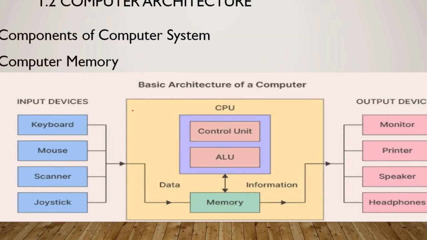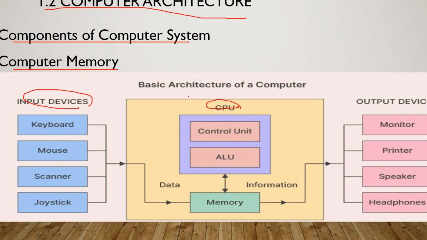So, the components of the computer system and computer memory: as we have said, the architecture consists of two components, the components of the computer system and the components of the memory. There is an input device, such as a keyboard, mouse, scanner, or joystick. Then the basic structure has the general component, the CPU. Under this CPU, there are three entities: the control unit, the ALU, and memory. And then the output devices: monitor, printer, speaker, and headphones.